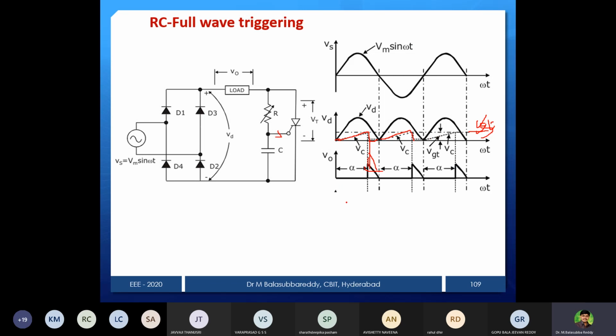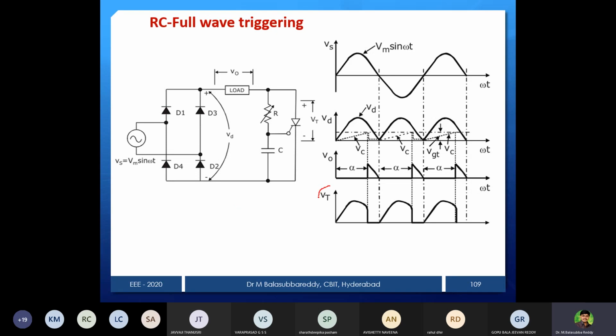This is the way we are able to control the positive half cycle as well as the negative half cycle. But the only thing is, only one pulse is generated, whether positive or negative. If I want to fire many devices, many such circuits are required in this RC full wave triggering. To overcome that drawback, we can go for UJT ramp triggering, which we'll see after this.